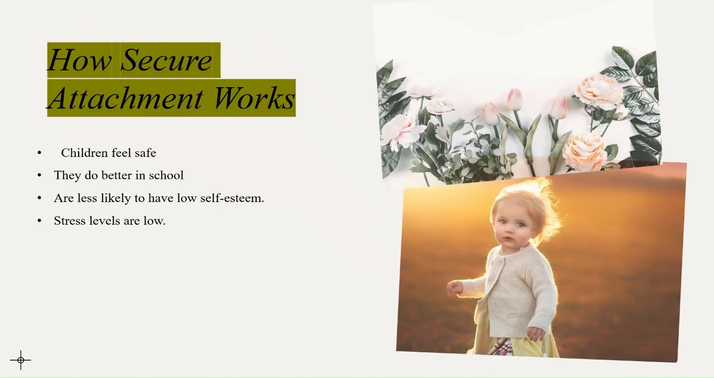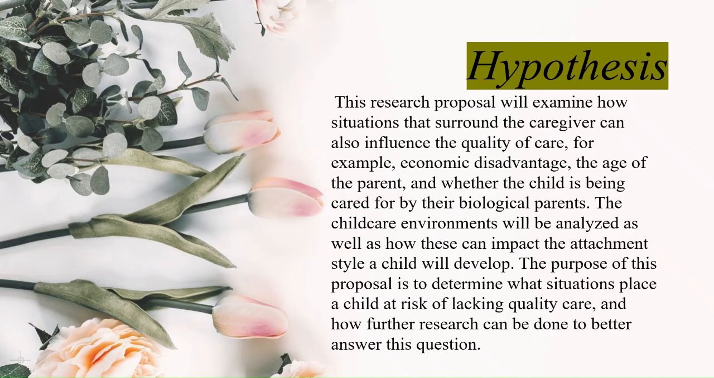So how secure attachment works. Remember that secure attachment occurs when the child and caregiver relationship is good, when the caregiver meets the needs of the child. So a child feels safe, they do better in school, they are less likely to have low self-esteem, and their stress levels are low.